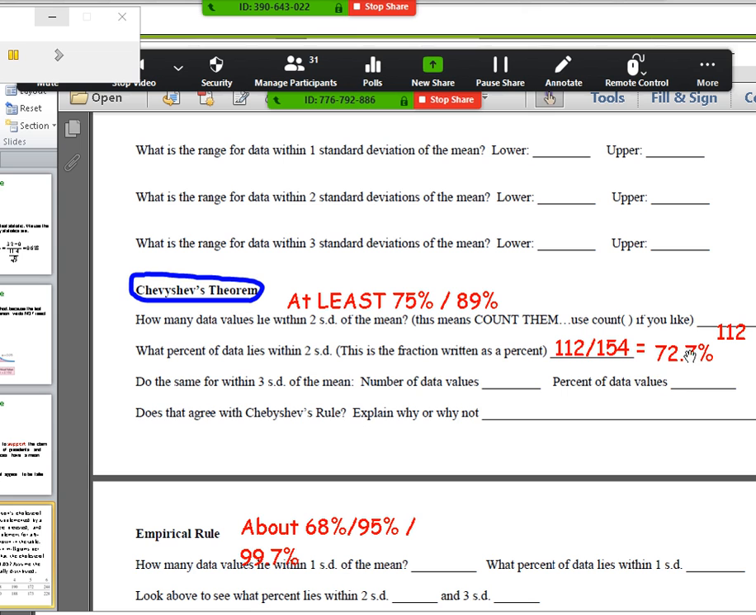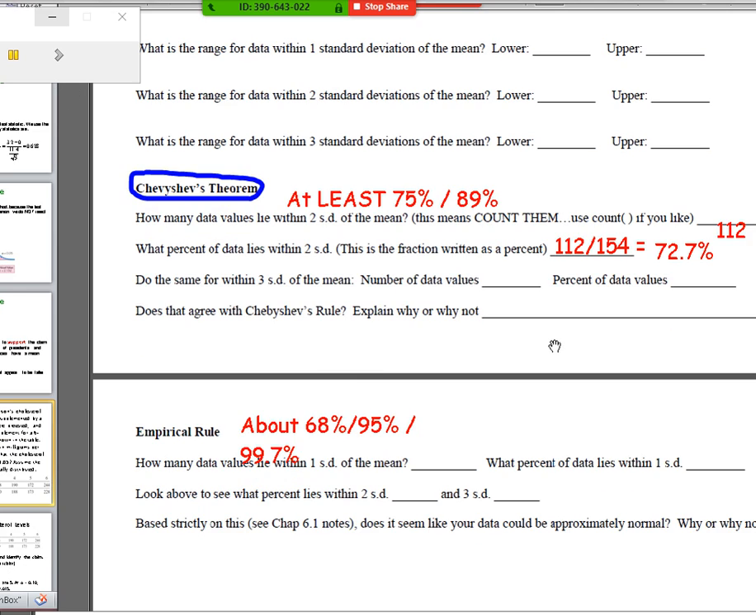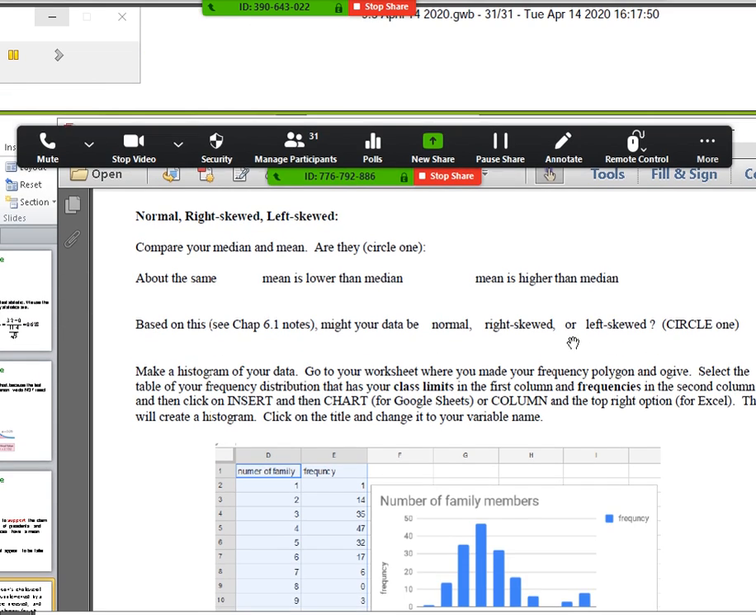This wouldn't have happened in real life, because Chebyshev's is dead on accurate. It has to be at least 75%. It can be more, it can be 90%, but it has to be at least 75%. And is this one at least 89%? And then say why or why not? In this case, I'd say no, because it's only 72.7%, so it's impossible, even though Chebyshev says it must be at least 75. But yours should definitely match up.